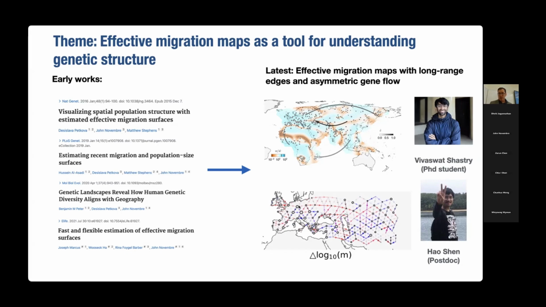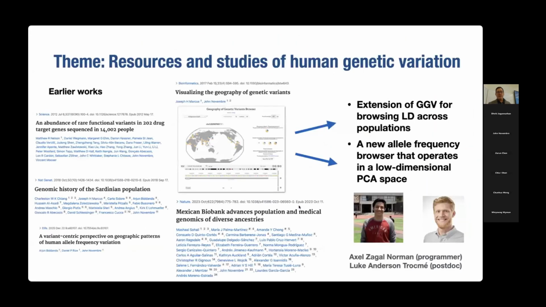Okay. So low dimensional representations, these effective migration maps. Just broadly, another theme in the lab has been resources and studies of human genetic variation. So a bunch of different studies in that arena, some focusing on the Sardinian population, some focusing on Mexican biobank, some, this was a large study of its time, 14,000 people, 202 drug genes. So I'm going to come back to this one in a minute.